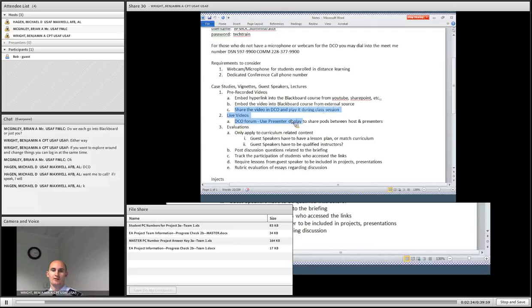And we talked about a variety of different ways that we can do evaluations. Again, that's for the 4 different categories of lessons that we have: case studies, vignettes, guest speakers, and lectures. The second thing that we talked about were injects.